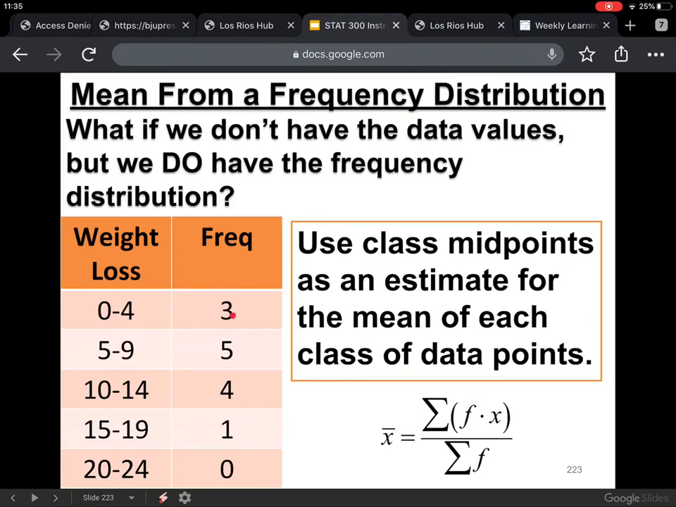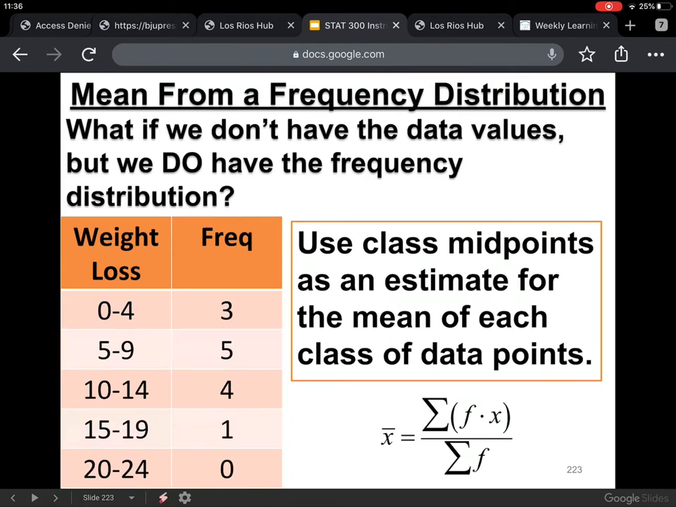So 2 times 3. Here the midpoint would be what? 7. 7 times 5, right? So we're replacing, we don't know how many 1s, 2s, 3s, and 4s and 0s there are, but we're going to use the middle value and say we have 3 2s. We have 5 7s. We have 4 12s. And that would be a measure of the middle that we would use to find the average.